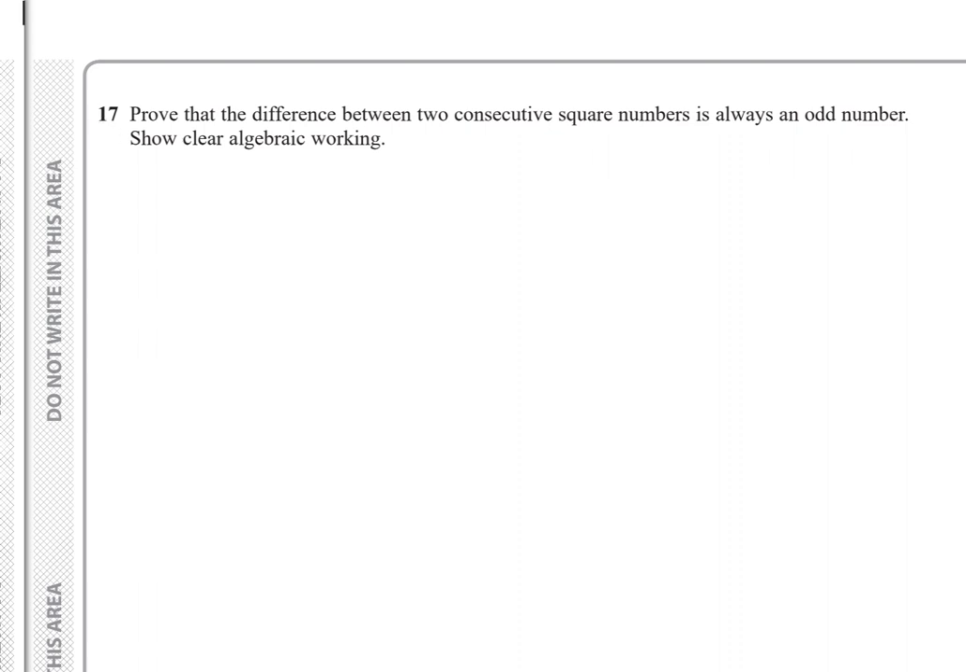Number 17, prove that the difference between two consecutive square numbers is always an odd number. Show clear algebraic working. So we can consider two consecutive numbers, n and n plus 1. The difference between their squares is (n plus 1) squared minus n squared. We need to prove that the difference is always an odd number.